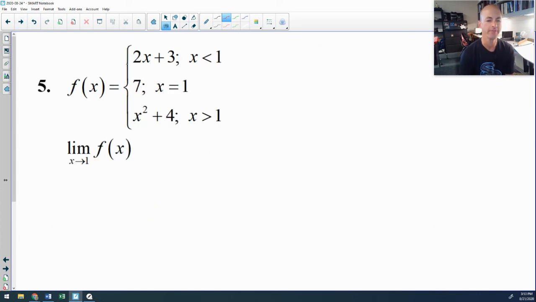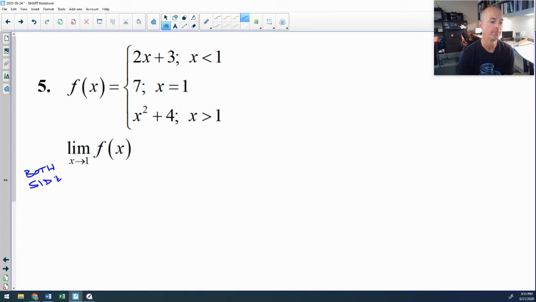Let's look at number 5. We want the limit as x approaches 1 of this function, and notice it does not specify one side or the other, and so that means we have to look at both sides. We have to look at both left and right.